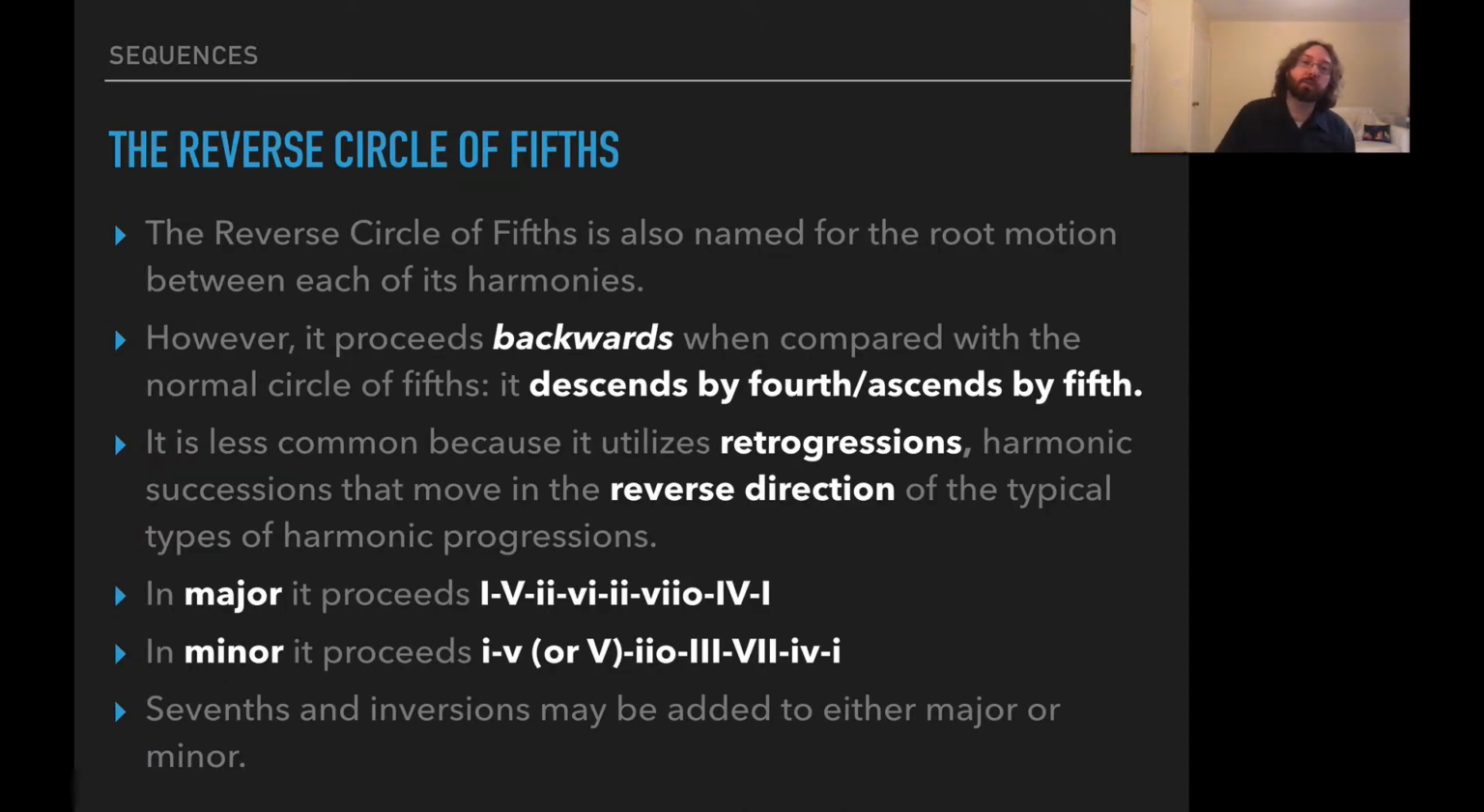So let's talk about the reverse circle of fifths. This is named for the root motion between each of its harmonies as well, but in this case we go backwards when compared with the normal circle of fifths. The reverse circle of fifths descends by fourth or ascends by fifth. It is less common because it's using retrogressions. That means harmonic successions that move in the reverse direction of the typical types of harmonic progressions. This will become pretty clear as soon as I start playing.